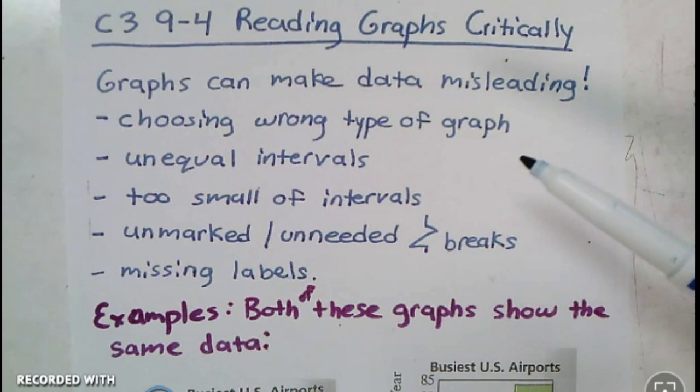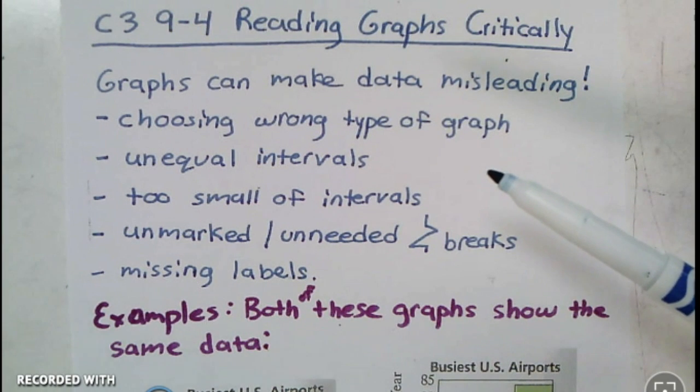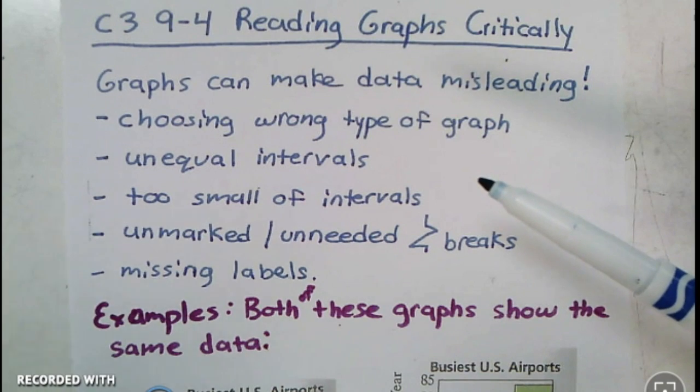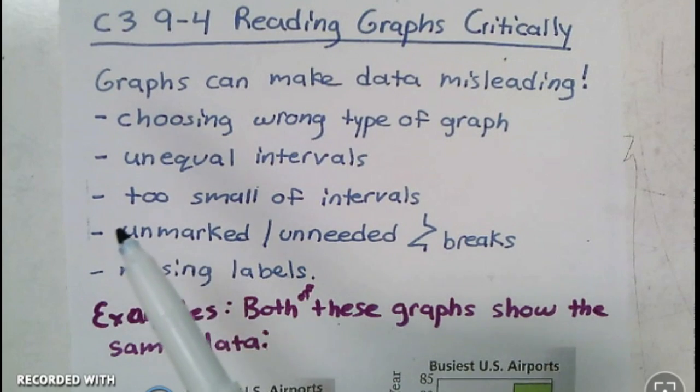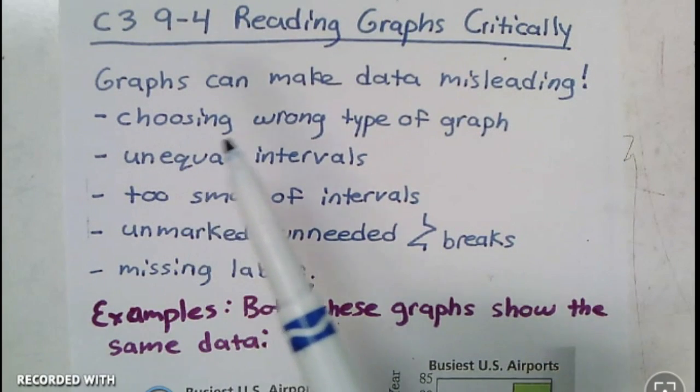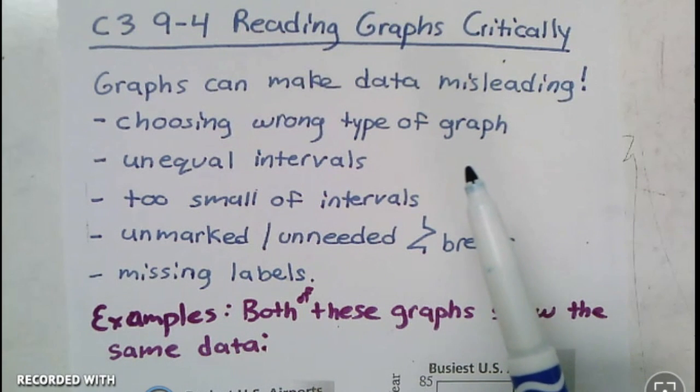It's about finding a way to make a graph prove what you want it to prove, and oftentimes it's not really a completely accurate picture of the data. So we're going to look at some examples of that. Here are some common ways that graphs can be misleading. The first way is that they can choose the wrong type of graph to represent the data.